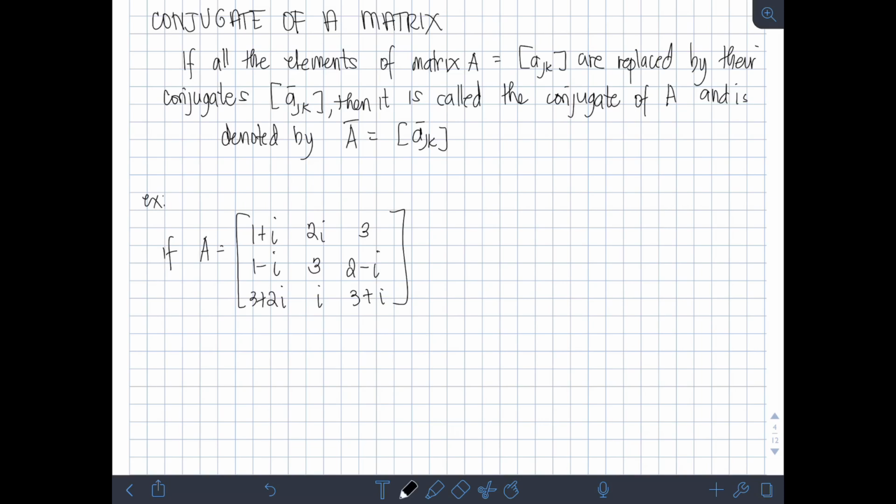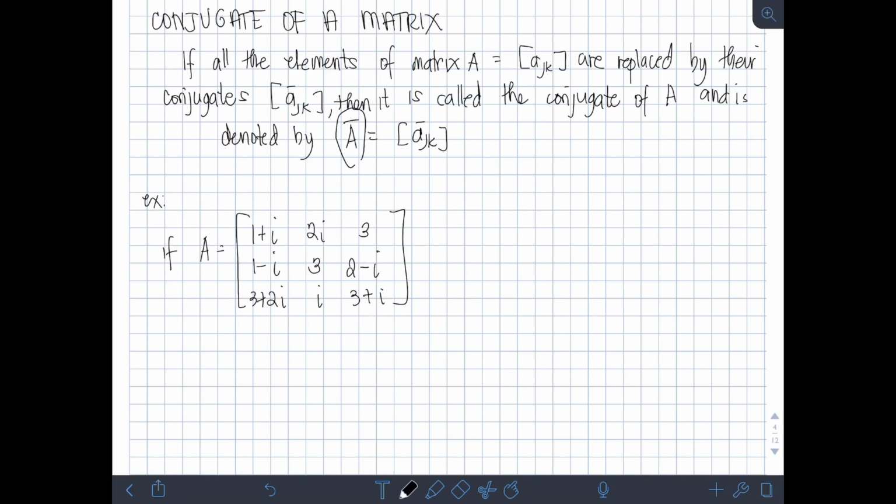So, if all the elements of matrix A, A sub jk, are replaced by their conjugates, A sub jk with line above, then it is called the conjugate of A and is denoted by A conjugate is equal to A sub jk conjugate. So, yung conjugate, para lang din tong yung concept natin sa complex number tsaka sa radicals. Pag hinanap mo yung conjugate niya, dapat yung second term opposite ng sign ng original second term. So, denoted by yung matrix, lalagyan mo lang ng line above.